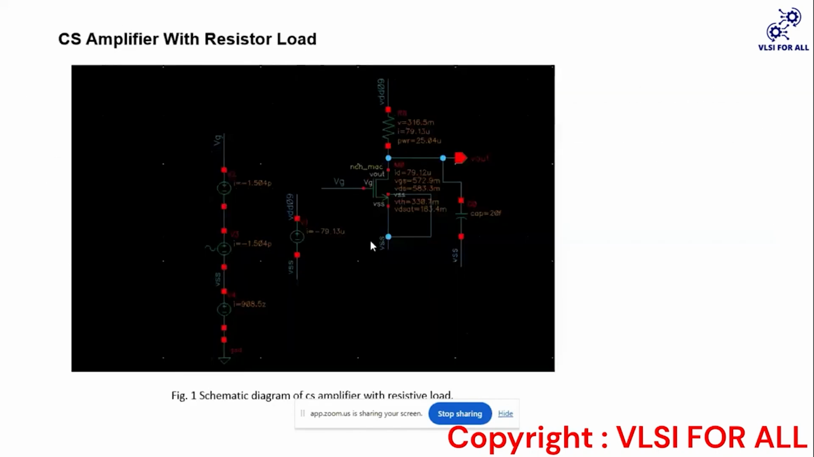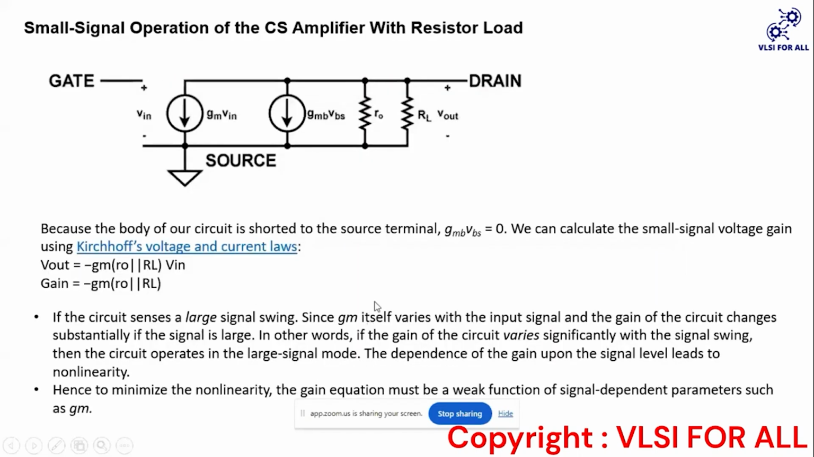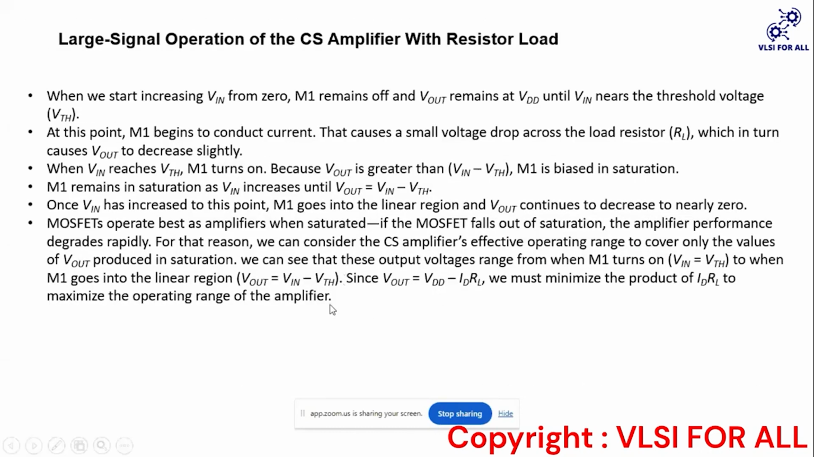As we can see here, if we are increasing the V in, our drain voltage will decrease, and the explanation is here. When we start increasing the V in, let me draw here. Wait 1 second. When we start the V in from 0, M1 will be off, right? M1 is an NMOS, and V out remains at VDD, since no current is flowing, so there is no drop across the resistor.